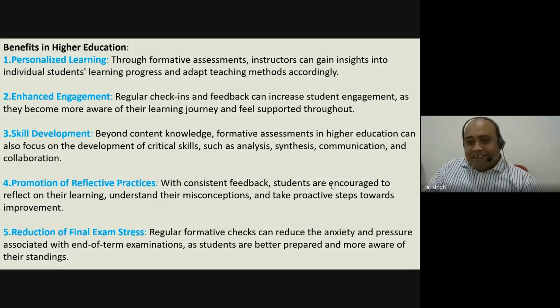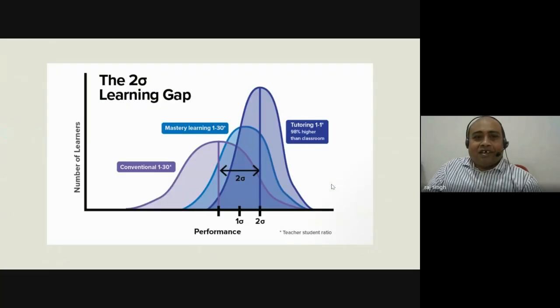autonomy. So this is the graph. It's called the Bloom 2 Sigma problem. It was done around 1986.